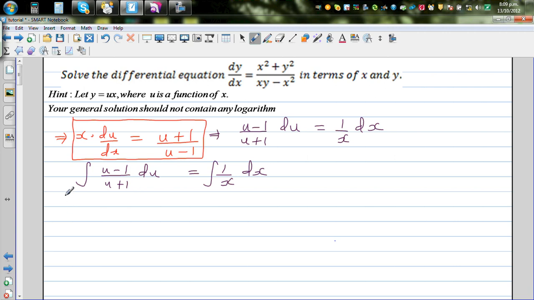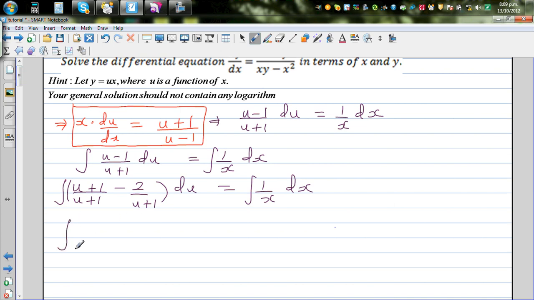Okay, the next step is a bit tricky. In the integration, this u minus 1, I'm going to write as u plus 1 take away 2. So this is (u plus 1) over (u plus 1), I hope this step is not that difficult. So du is equal to integration of 1 over x dx. As you're integrating both sides, you don't need to put a constant on both sides, so let us put a constant only on one side. So this is integration of 1 minus 2 over (u plus 1) du is equal to integration of 1 over x dx.